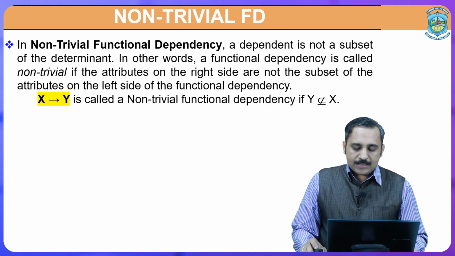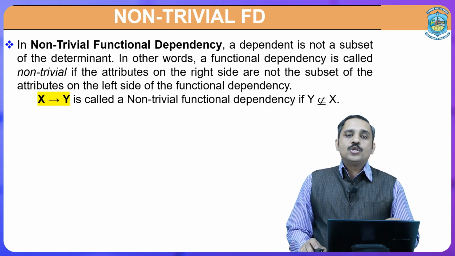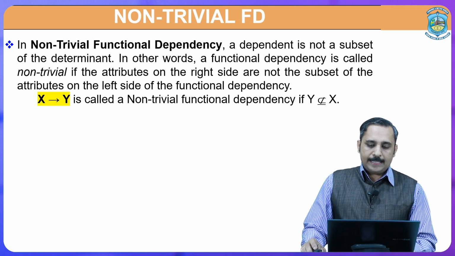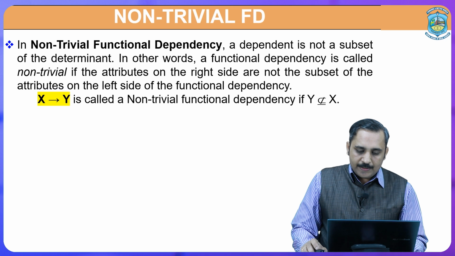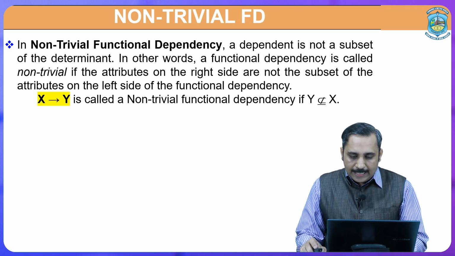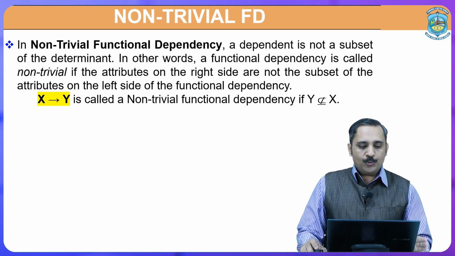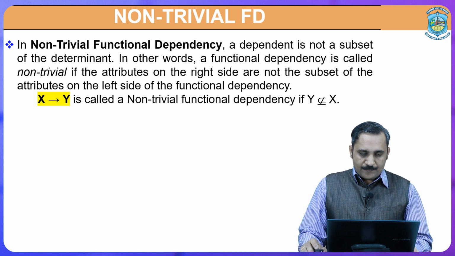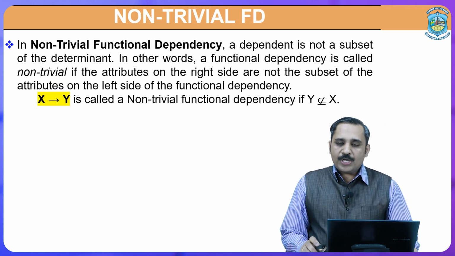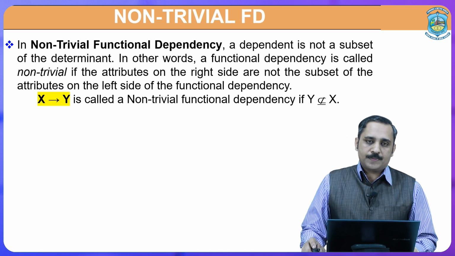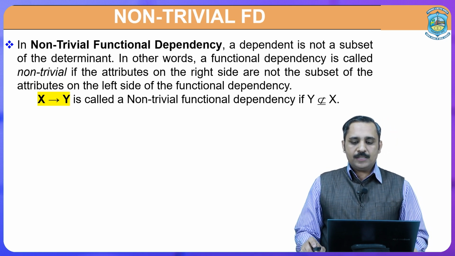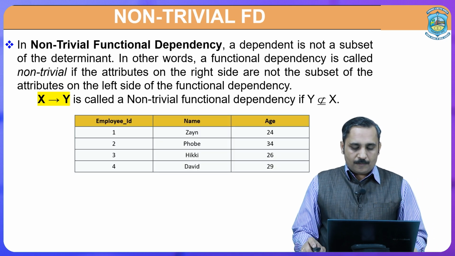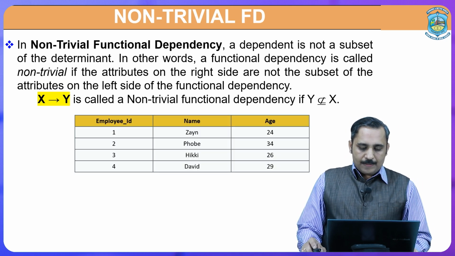Non-trivial dependency exists when a dependent variable is not a subset of the determinant variable. In other words, a functional dependency is non-trivial if the attributes on the right hand side are not a subset of the attributes on the left hand side. For example, again we have x arrow y as a functional dependency. This is called non-trivial if y is not a subset of x. In the previous case, in trivial, y is a subset of x, but in non-trivial, y is not a subset of x.